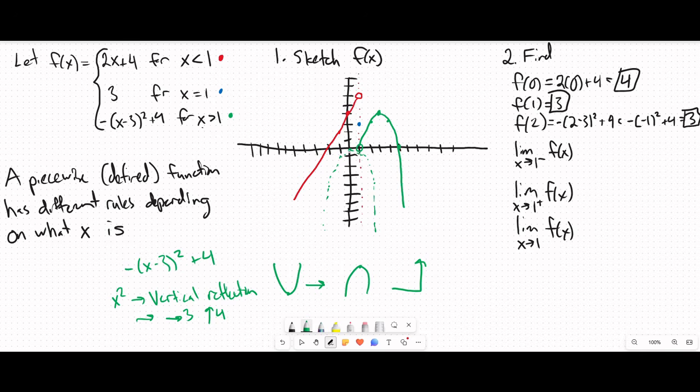So here's my piecewise defined function. For x is less than 1, we have this line. For x equals 1, we just have the point here. And for x is greater than 1, we have this parabola that's been transformed in a few ways. Okay.